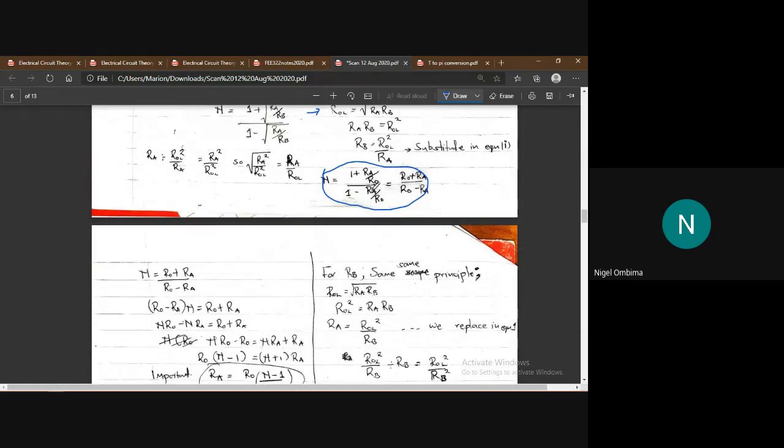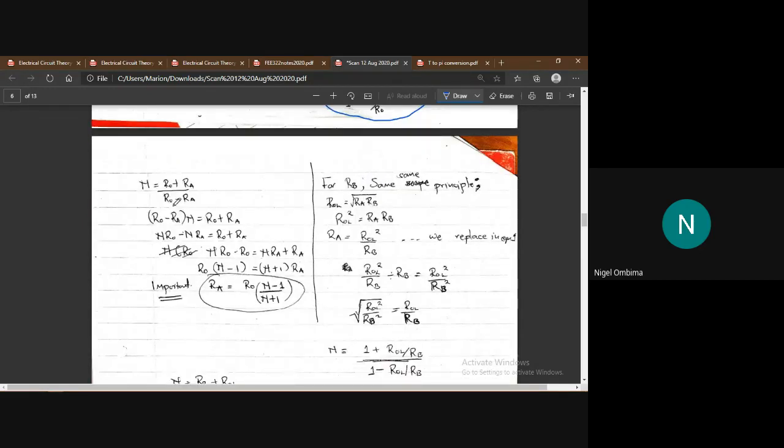So tukiendelea, N, which is attenuation, is equals to RO plus RA over RO minus RA. So simplification, cross multiplication, it's a simple thing, less than 2 minutes. It'll lead to this. So this equation is important.